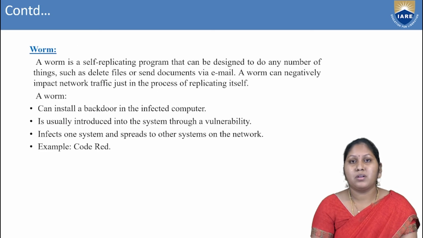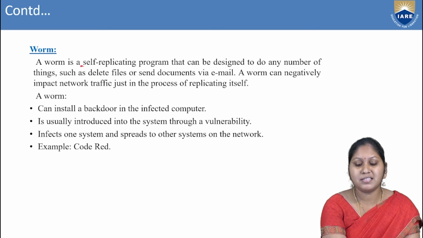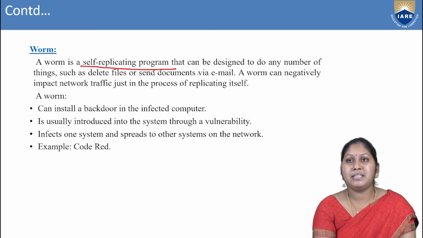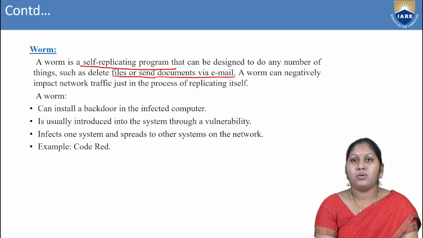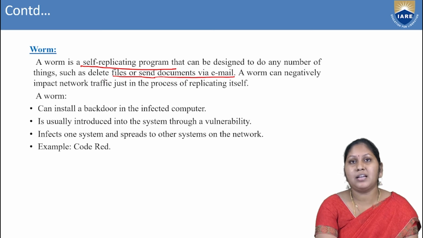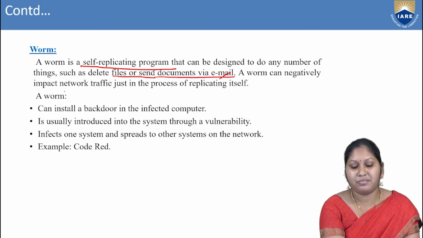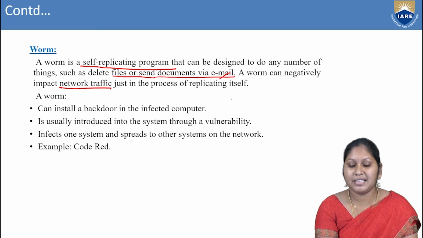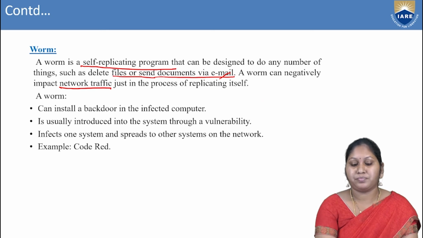So next, worm. A worm is a self-replicating program that can be designed to do any number of things, such as deleting files or sending documents via email. Deleting files and sending documents can all be done using this worm, through emails. A worm can negatively impact network traffic just in the process of replicating itself. So for replicating itself, it will impact network traffic.